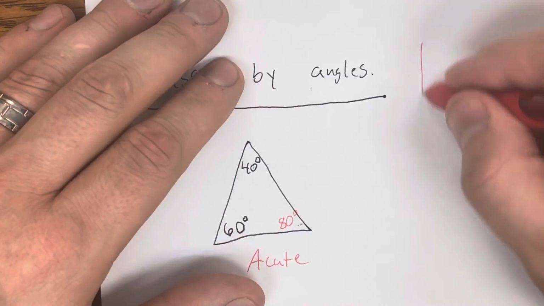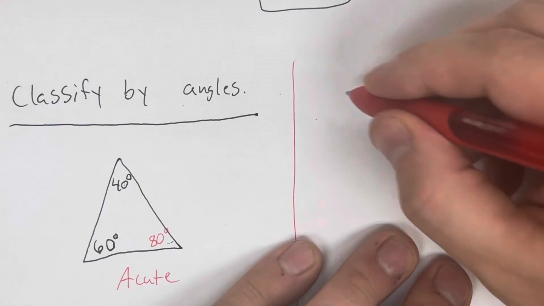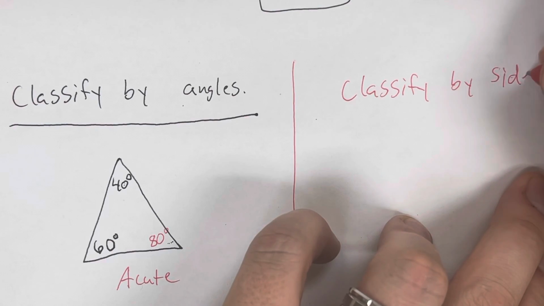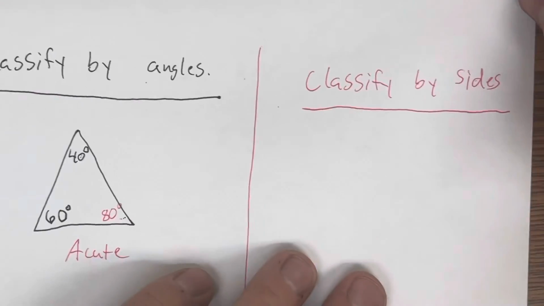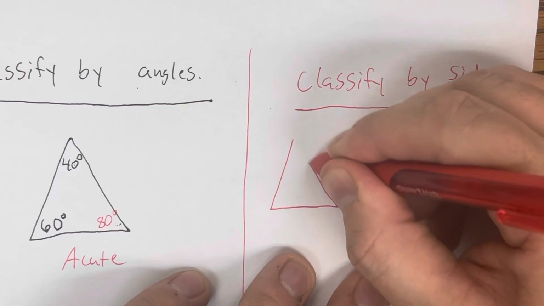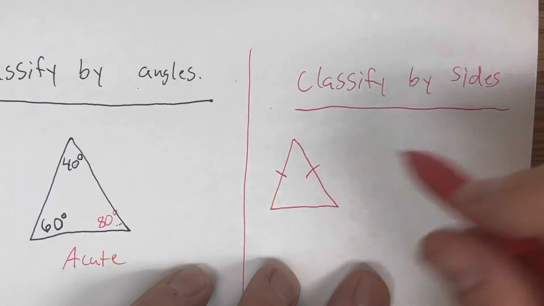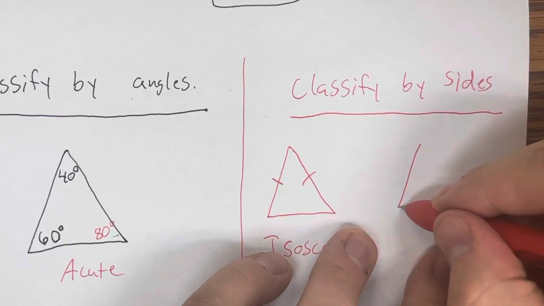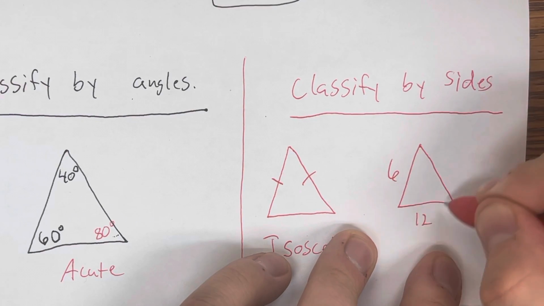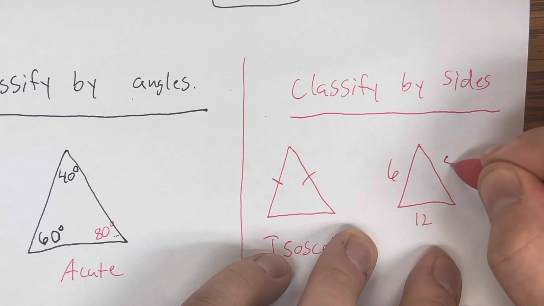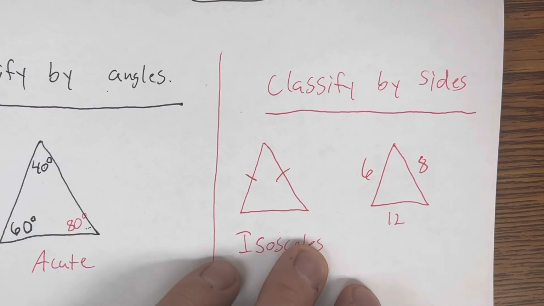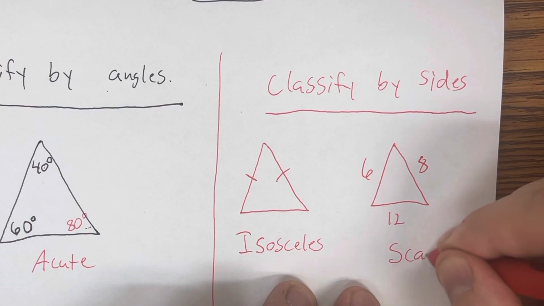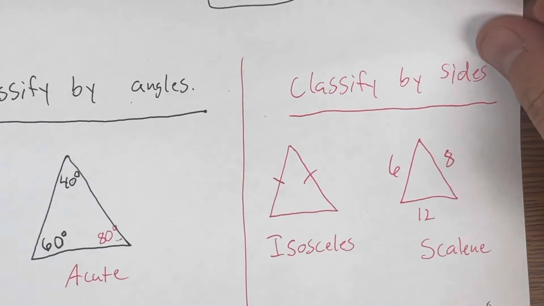If you have to classify by the sides, just look for some tick marks, okay? If you see two tick marks, that means that these two are congruent, so this is isosceles. Okay, if there's some side measures, let's say 6, 12, and 8. None of those are equal, so this triangle would be scalene. All right, so make sure you're careful as you're classifying.